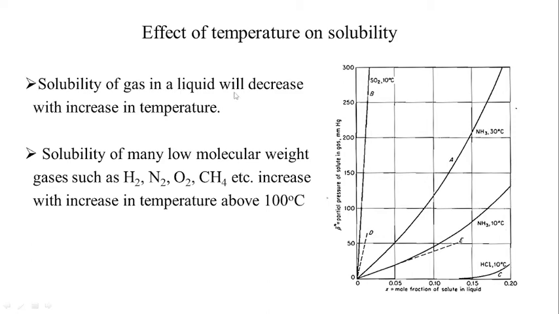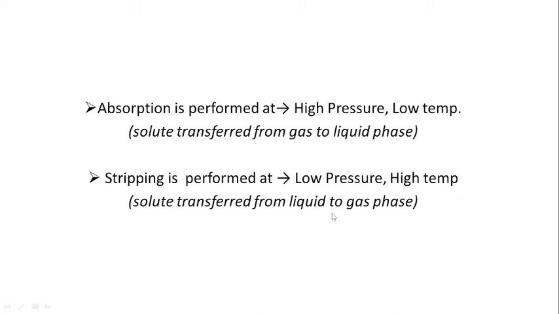Then the effect of temperature on solubility. If we increase the temperature, the solubility will decrease. But this is not always true. For some gases like hydrogen, nitrogen, oxygen and methane, the solubility increases with increase in temperature above 100 degrees Celsius. So absorption is usually performed at high pressure and low temperature, and stripping is performed at low pressure and high temperature.